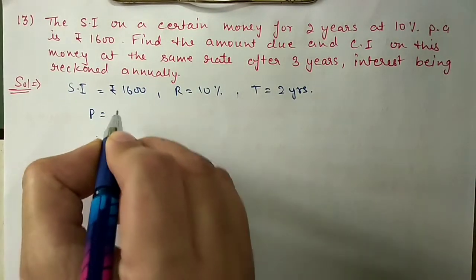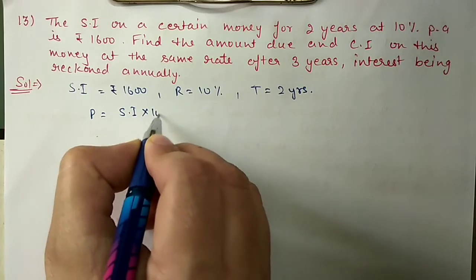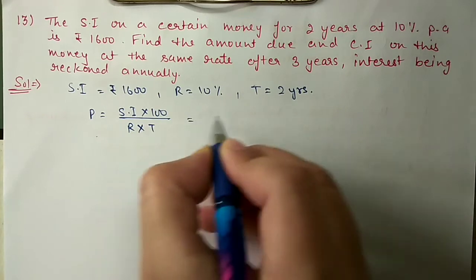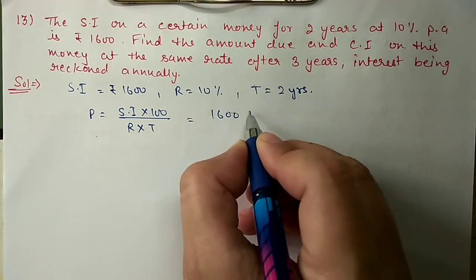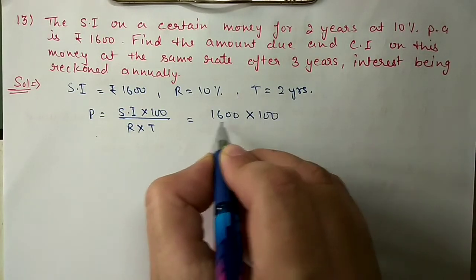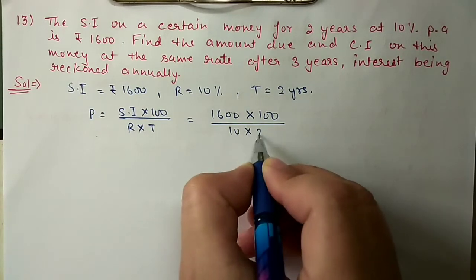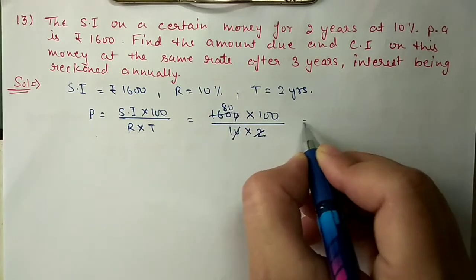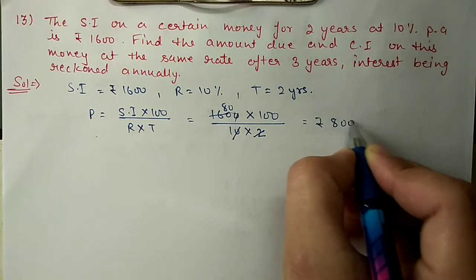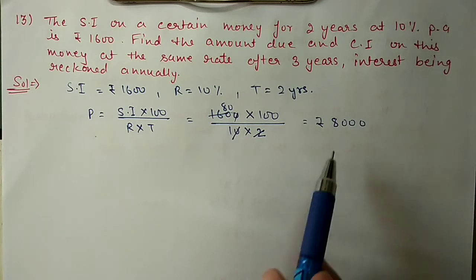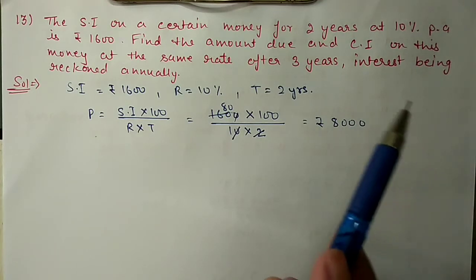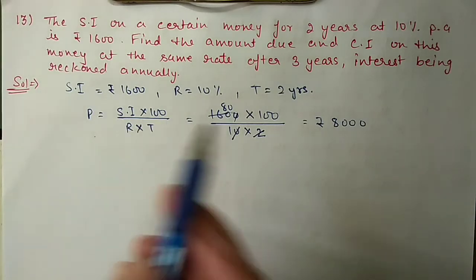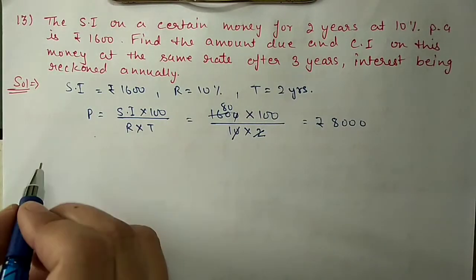So first, with the help of this, we will find the principal money. P is equal to SI into 100 divided by R into T. Simple interest is 1600 rupees into 100 divided by 10 into 2. So 10 we can cancel out, 80 times it will go. So the principal money will be 8,000 rupees. Now on this principal money we have to find the compound interest and amount. We'll do the calculation 3 times here because we have to calculate for 3 years.